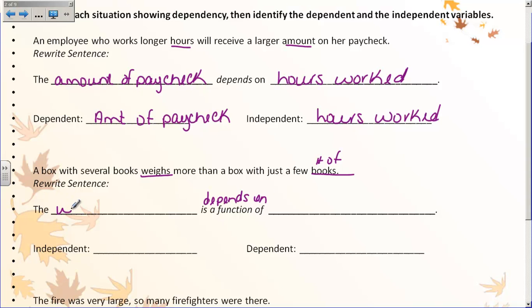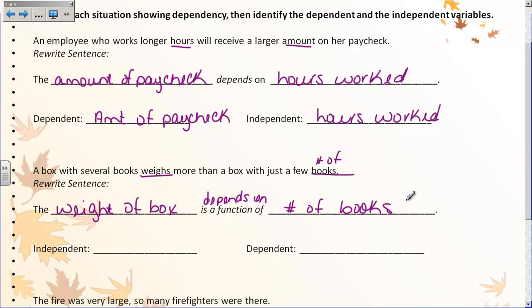Obviously, the weight of the box is a function of, or depends on, the number of books. And so the words "is a function of," you're going to hear that a lot because algebra is the study of functions. You'll hear that a lot, but it's the same thing as depends on.